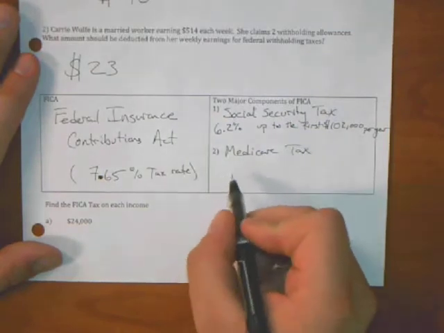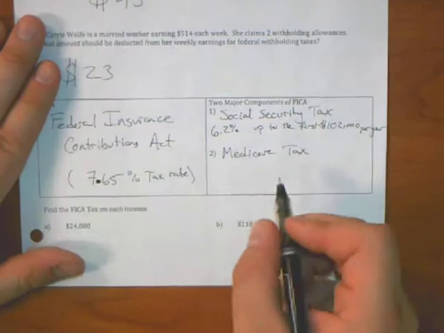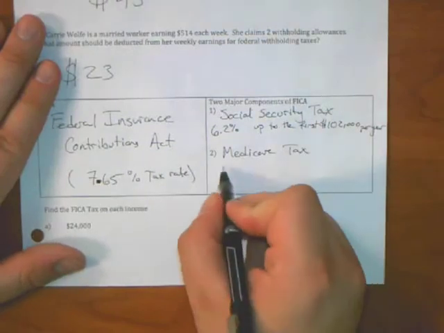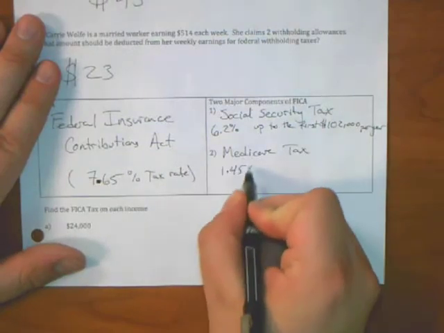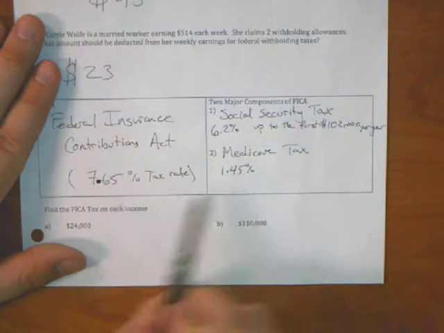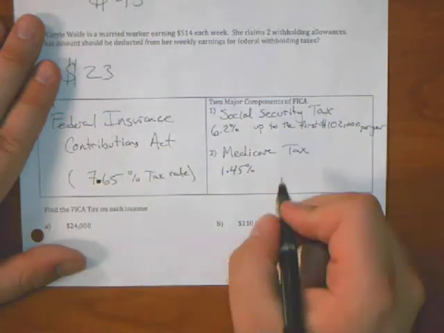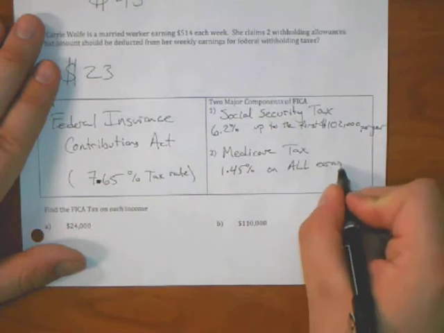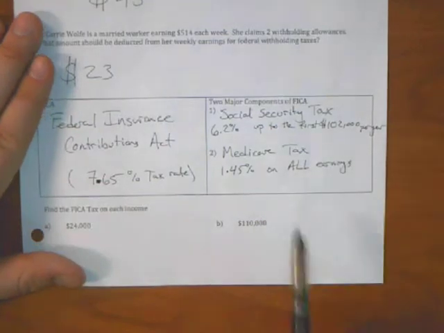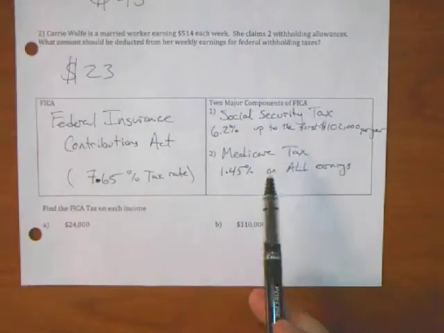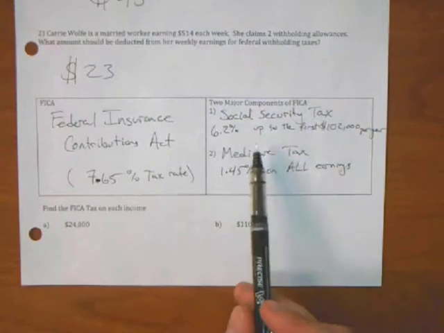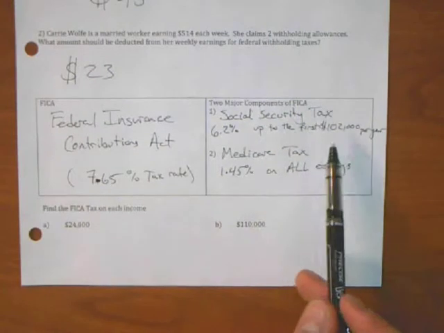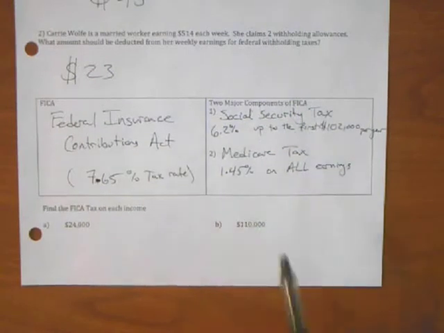Medicare, however, makes up the balance of it, which comes out to be 1.45%. Notice these two things add together to give the total FICA. And this is on all earnings. So for Social Security, we're only going to look at the first $102,000 of it, but for Medicare, we'll look at everything. So how does that break down?